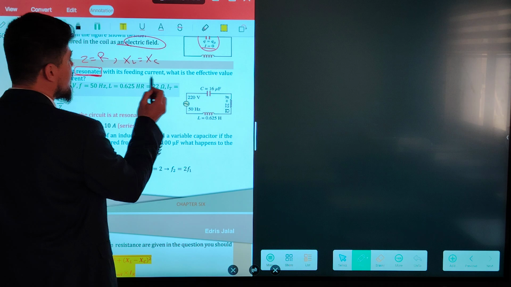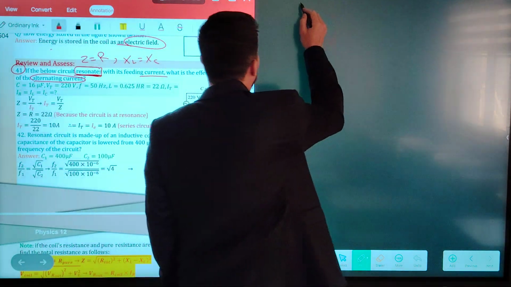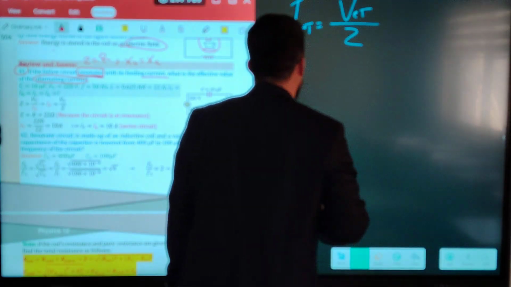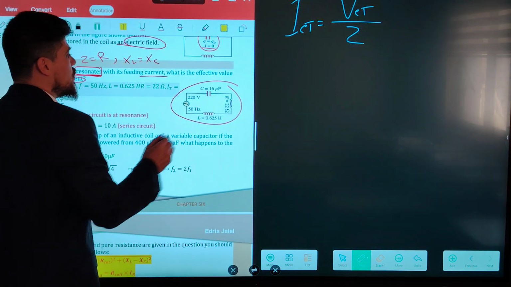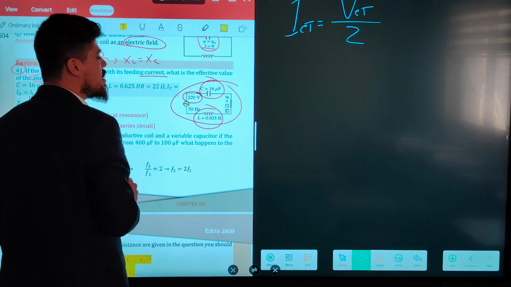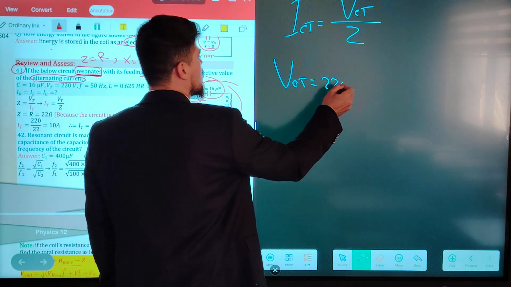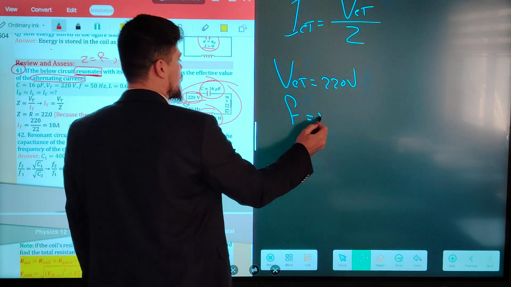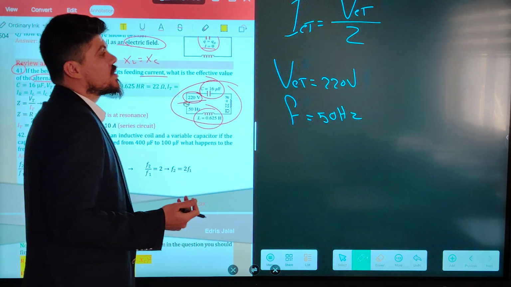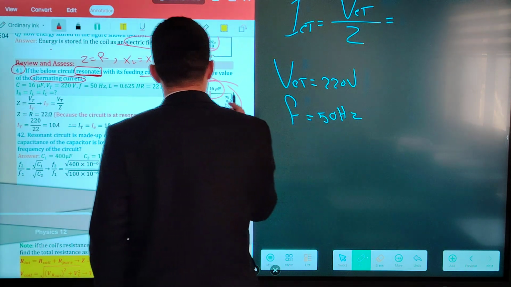Okay, what is the effective value of the alternating current, IE total? IE total is equal to what? VE total over Z. The figure is given in this case. Do we have capacitance? Yes. Do we have inductance? Yes. Do we have VE total? Yes, 220 volt was given. Do we have frequency? Yes, 50 hertz. Guys, how can I determine IE total, the effective value of the current at resonance?